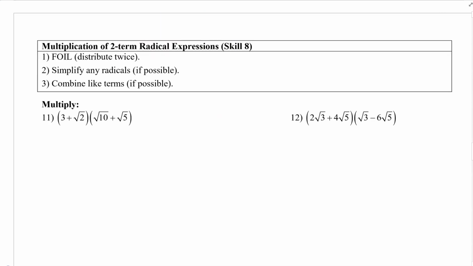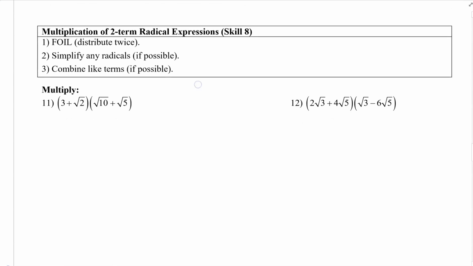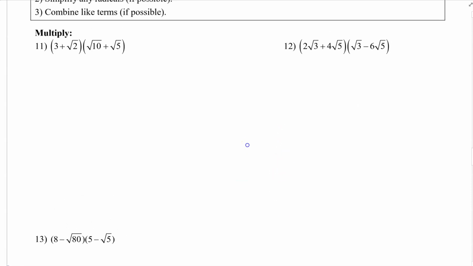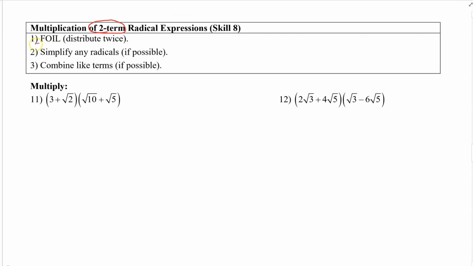Lastly, in this video, I wanted to talk about when you have to multiply radical expressions with 2 terms, right? Not just single terms, like in examples 11, 12, and 13. So basically you FOIL. Okay, that's basically what we do. We simplify any radicals if possible, and then we combine like terms. This is through addition or subtraction if we end up with any like terms. That means same index, same radicand. Okay, but we always begin with FOILing. So we'll do that with example 11.